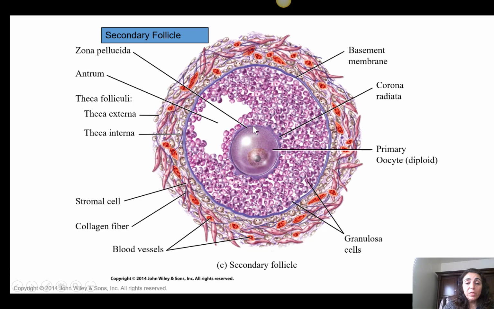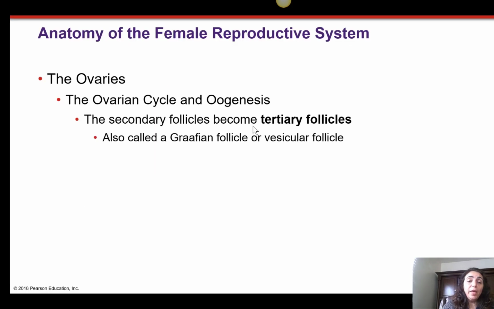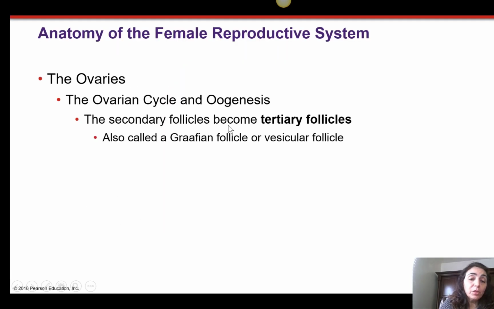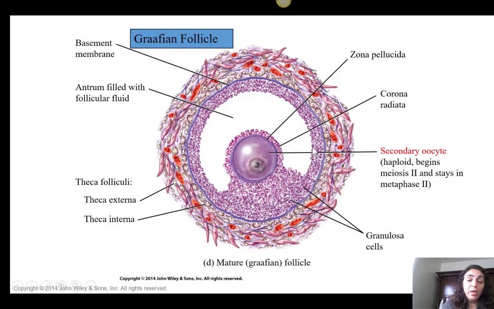So this was the secondary follicle, and then the secondary follicle becomes the tertiary follicle or mature follicle or Graafian follicle. So you have three names for the mature follicle: tertiary, mature, or Graafian follicle. Sometimes it's called vesicular follicle. That is the one that you see here.